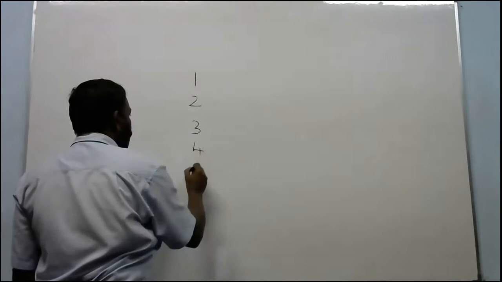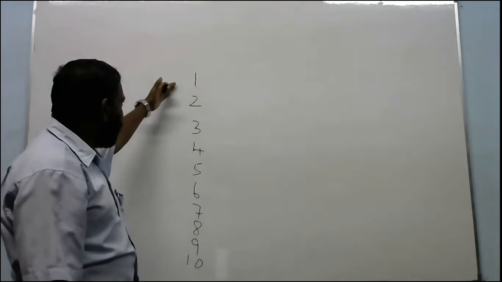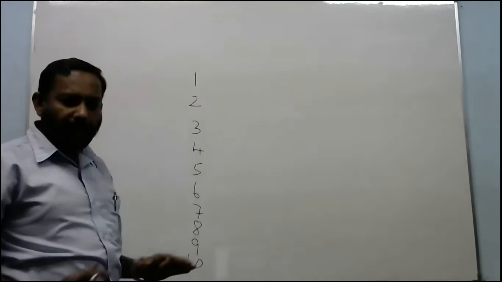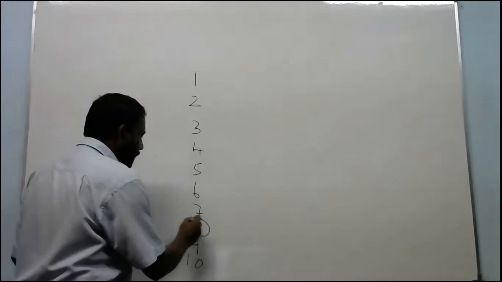The answer may be 1, 2, or 3, or 4, or 5, or 6, or 7, or 8, or 9, or 10. The answer may be either of these: 1, 2, 3, 4, 5, 6, 7, 8, 9, 10. If you ask this question, out of the last 10 days, how many days did you attend the school? One might say he attended 8 days. That means he is absent on 2 days.